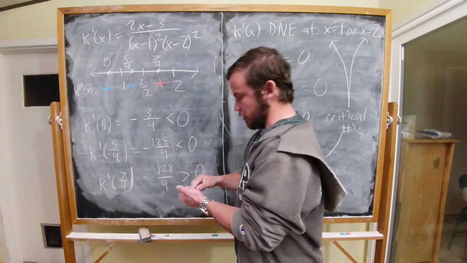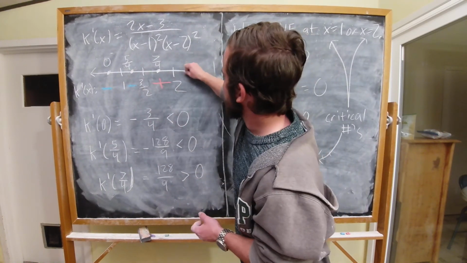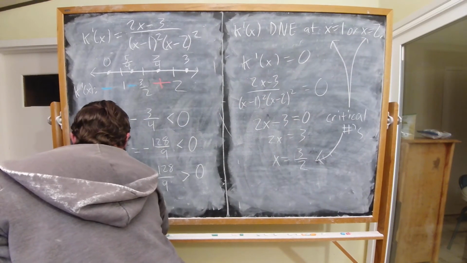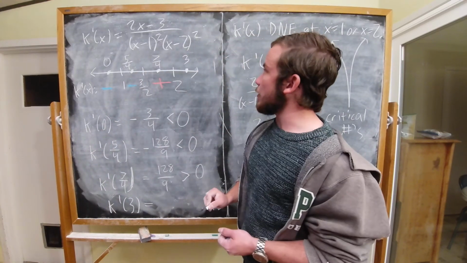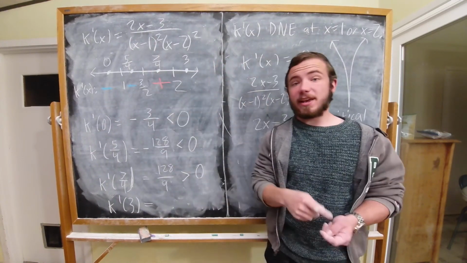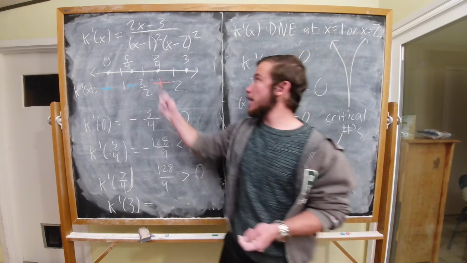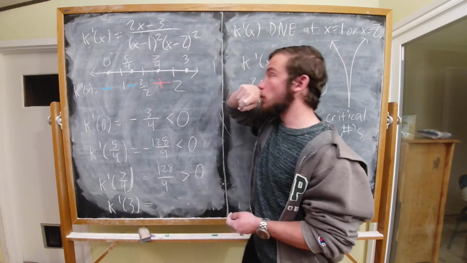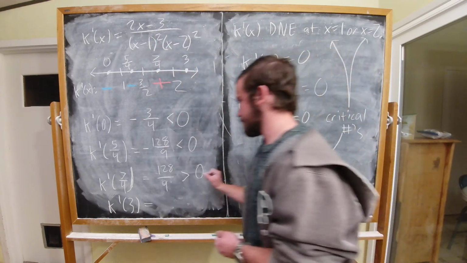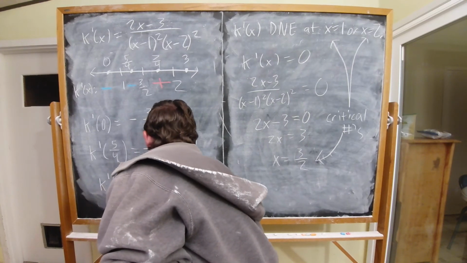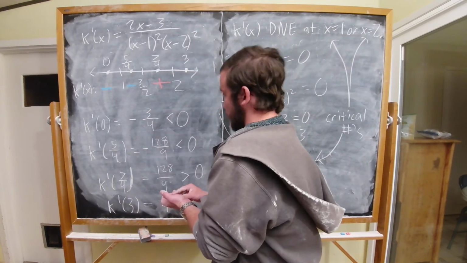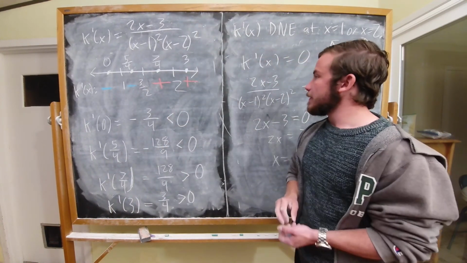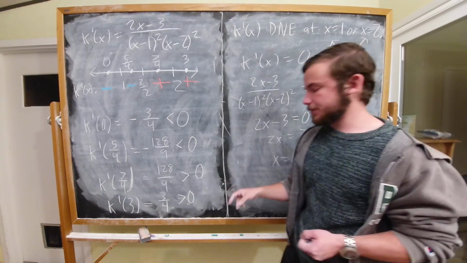Oh, I forgot my last region. Everything greater than 2. Let's do 3. K prime of 3 would be, okay, we'd have 6 minus 3 is 3, divided by 2 squared, so 3 divided by 4 times 1, 3/4, which is, again, greater than 0. Okay, now we can do our conclusions.